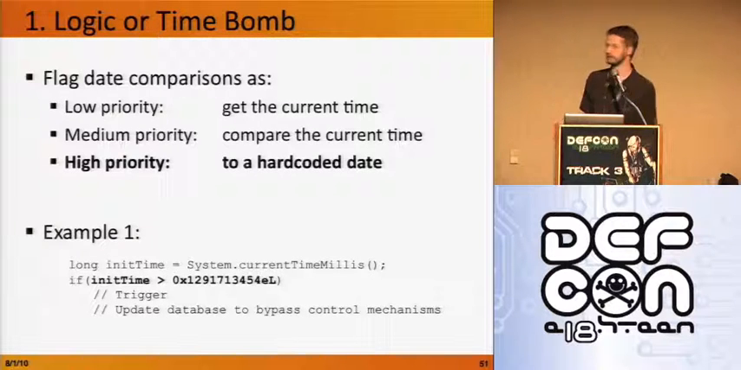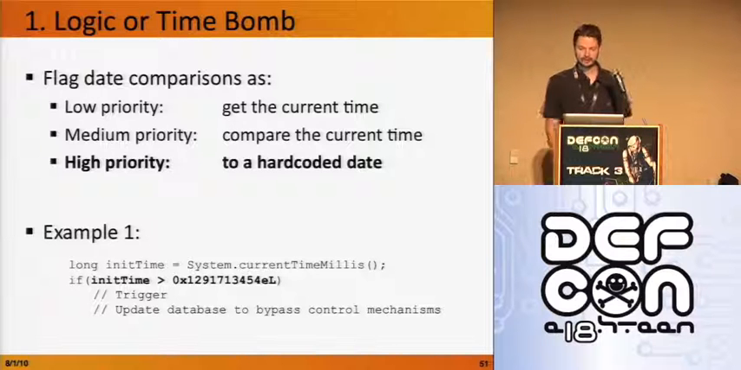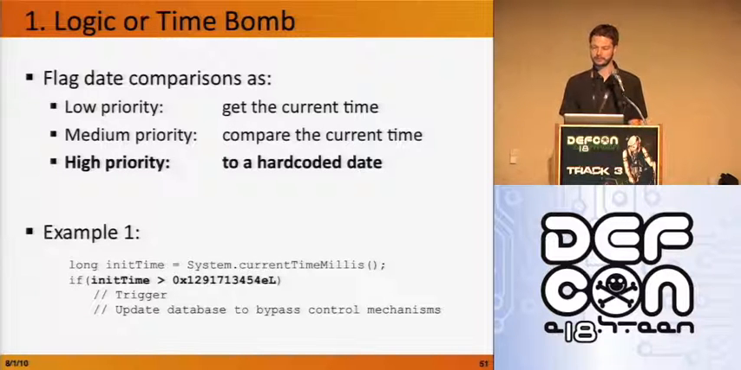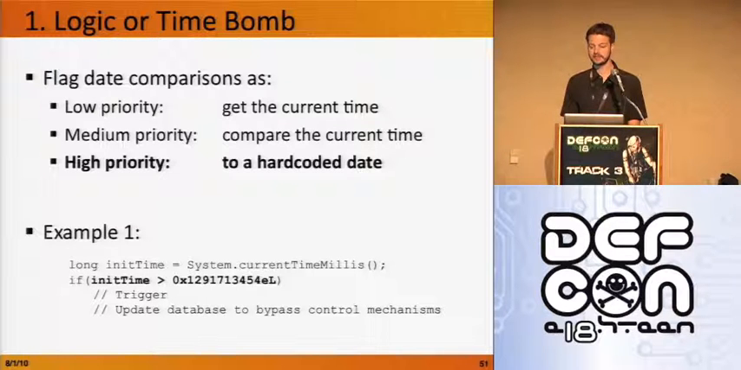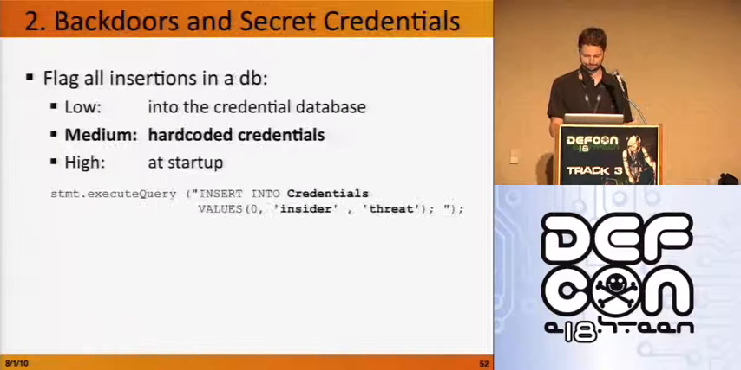So first things first, logic bomb and time bomb. What we flag is, in the low priority bucket, if you get the current time. If you get the current time and you compare it, it goes in the medium priority bucket. If you get the current time and you compare it to a hard-coded date, then we drop it in the high priority bucket. So obviously this was found in the high priority bucket, so it ticked out, we found it immediately.